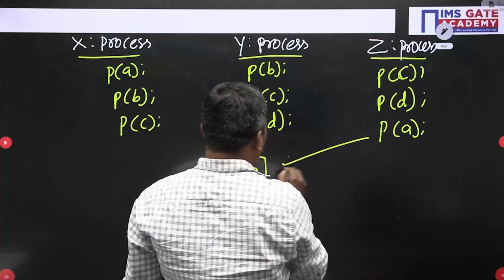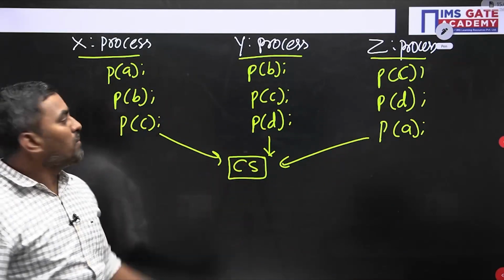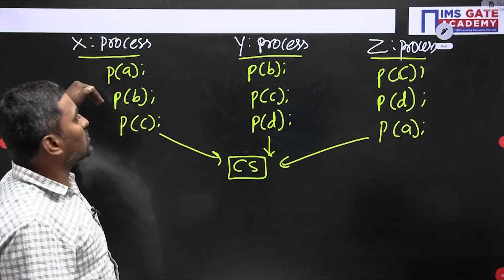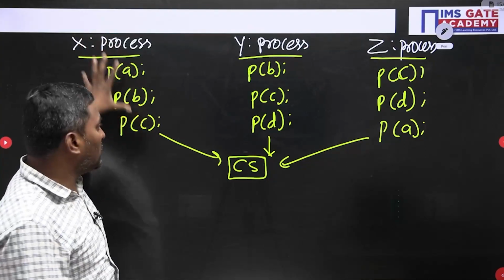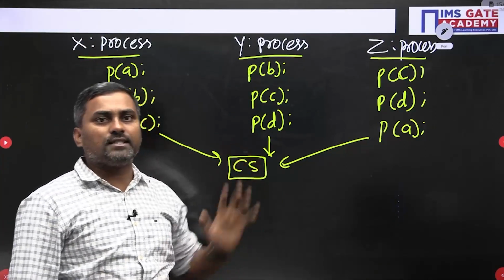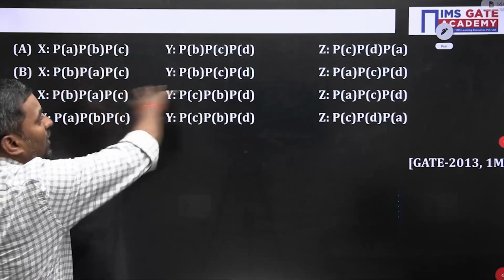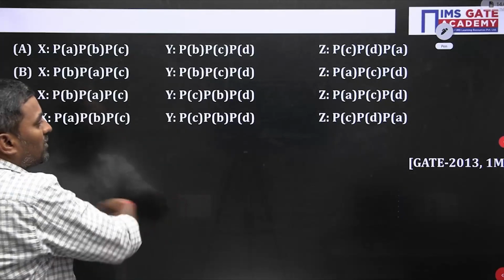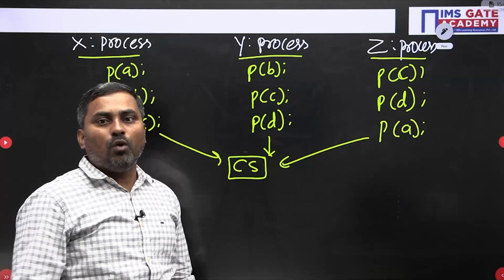To execute the critical section, processes should use the semaphore operations successfully. Only after successful execution of these semaphore operations do they enter the critical section. So which of the following orders will result in no deadlock? That is what they are asking. How to understand this one?